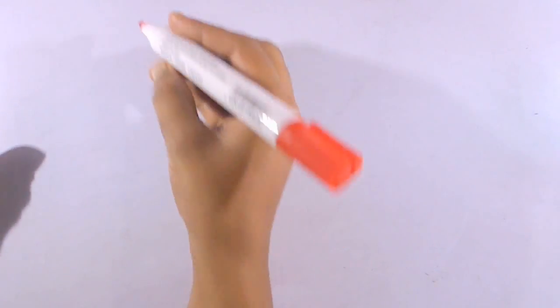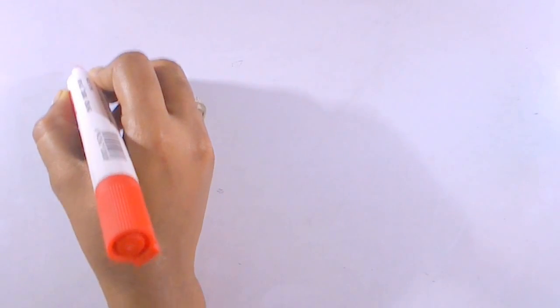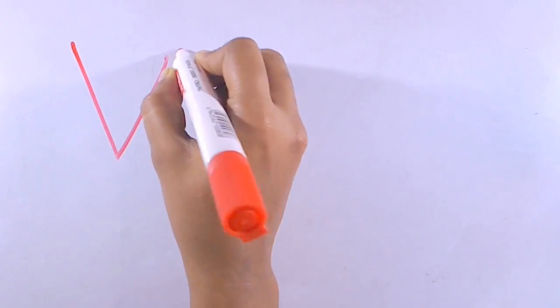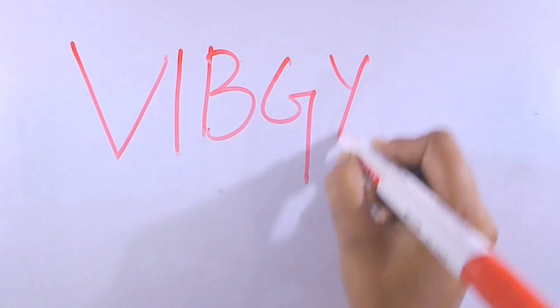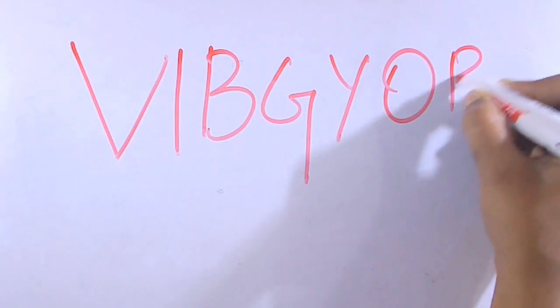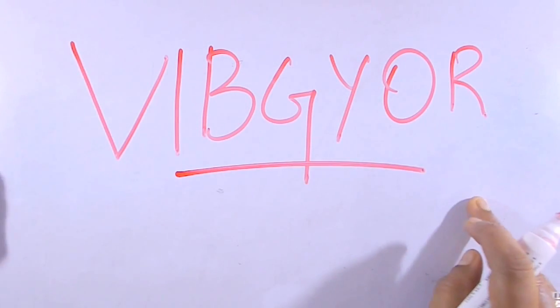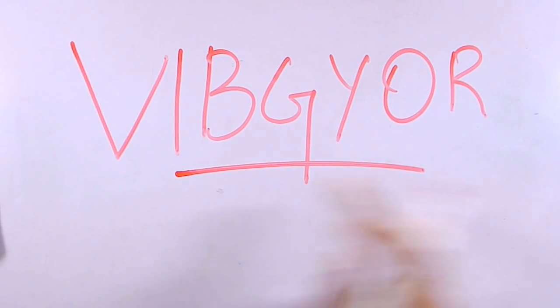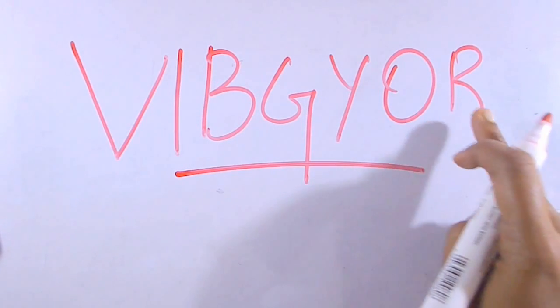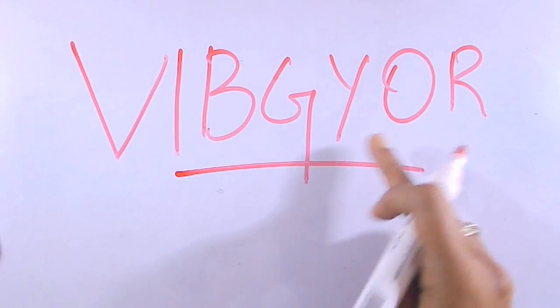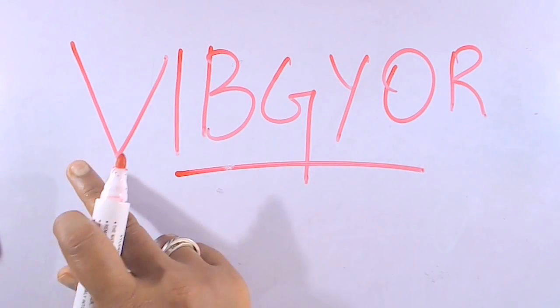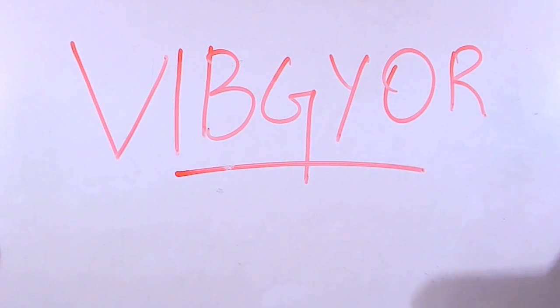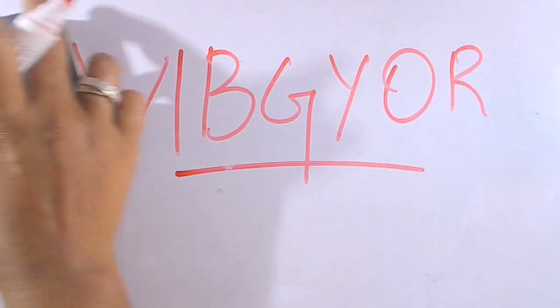For that, the important thing is these are the colors of the rainbow: V, I, B, G, Y, O, R. These are the rainbow colors: red, orange, yellow, green, blue, indigo, and then violet. Okay, let's learn one by one.